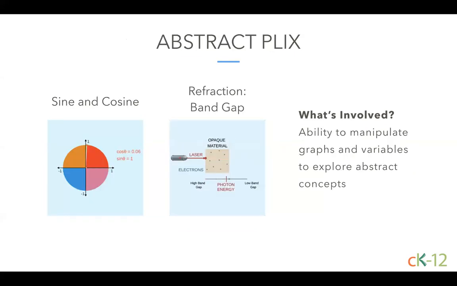In many PLIX, students can manipulate graphs, diagrams, or variables. In this sine and cosine PLIX, students can explore how the values of trig functions relate to a given angle. In the refraction band gap PLIX, users change the band gap of a substance to see if a photon can fit through. As a lesson, you could have students screenshot a few different states for a graph or a set of variables and explain what changed and how the change affected the graph or situation.